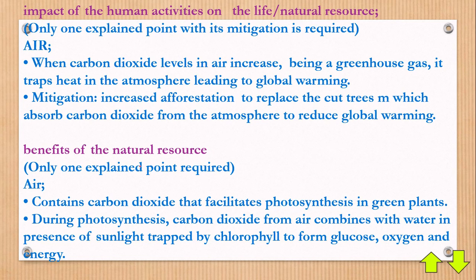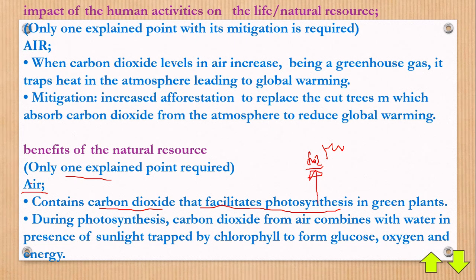Okay, benefits of natural resources. Here also you must give one and explain it. Alright, still we're on air. So we know that air contains carbon dioxide. What does carbon dioxide do? You explain, that's the benefit. It facilitates photosynthesis. And of course you know that it's through photosynthesis that plants can make their own food. In so doing, they can go through the flowering stage and bear fruits for us. So, air contains carbon dioxide that facilitates photosynthesis in green plants.